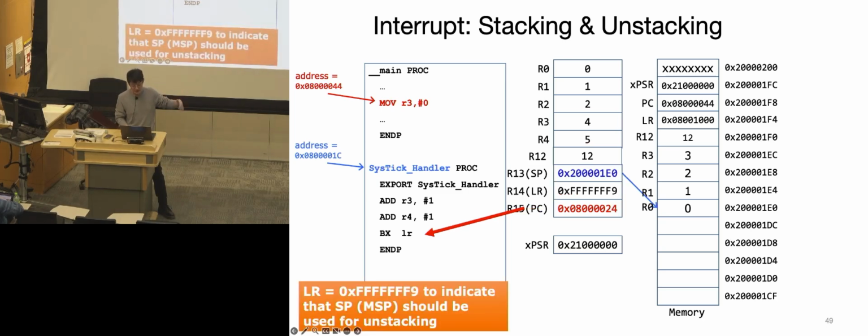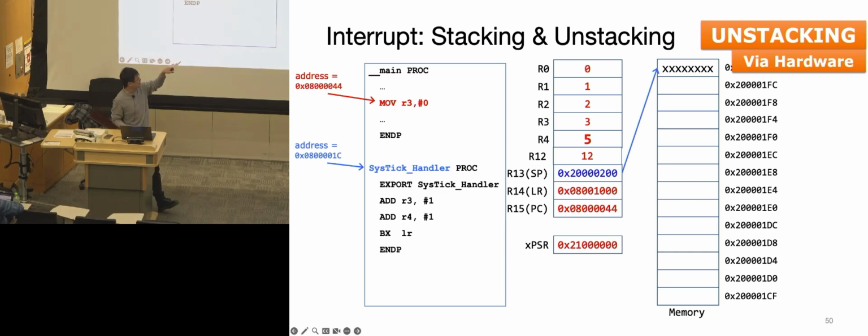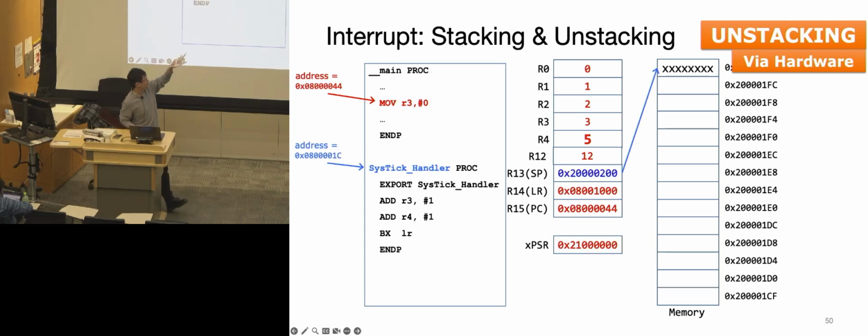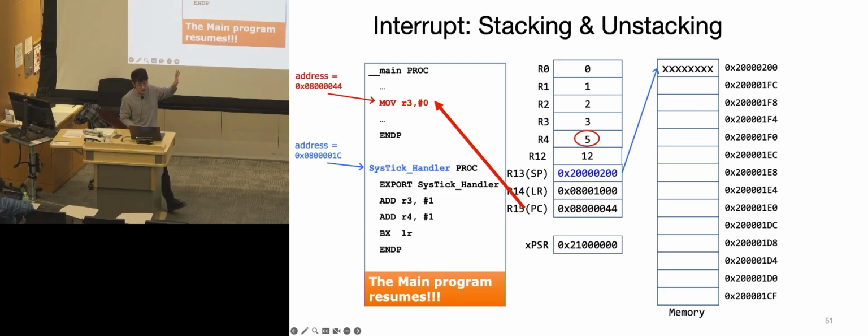But the program keeps on going, and once finished, we look at the LR, the link register, to know that the main stack pointer should be the one used for unstacking. Then we find where the main stack pointer is, and unstack everything. Then they go back to the registers that were previously there. The only thing that was wrong here is R4, which the callee should have saved in the stack before doing anything to that register. And then the main program resumes. Any questions on that?